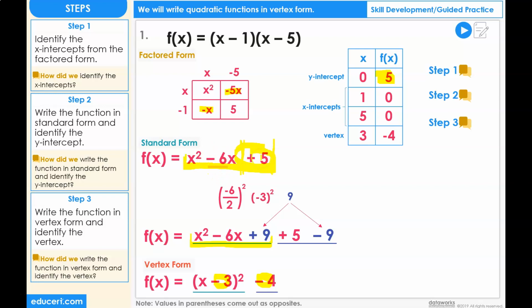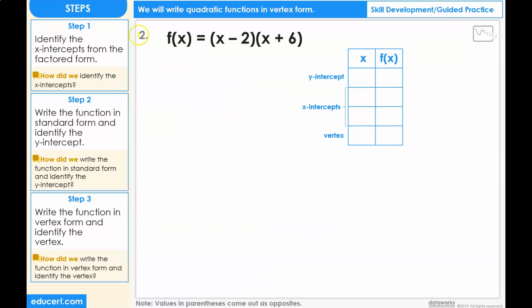To write the function in vertex form, we took the standard form. Using the x coefficient, we were able to find the missing part and complete the square, giving us a square binomial and a numeric term. Once the function's in vertex form, then we can use the numeric term inside the square as opposite and the numeric term to create our vertex ordered pair, positive 3, -4. You are now ready to write the quadratic function in problem number 2 in vertex form.